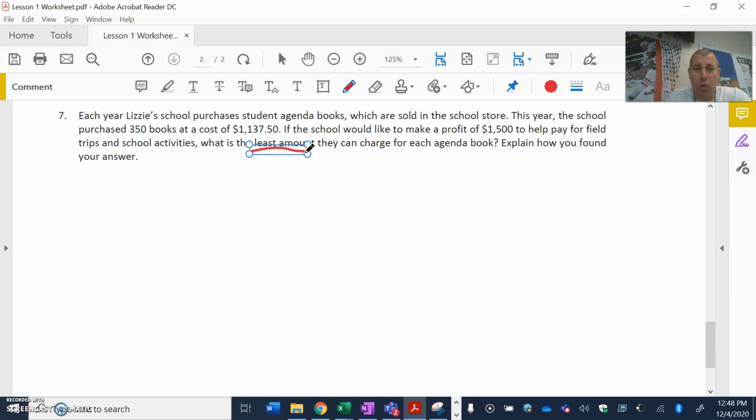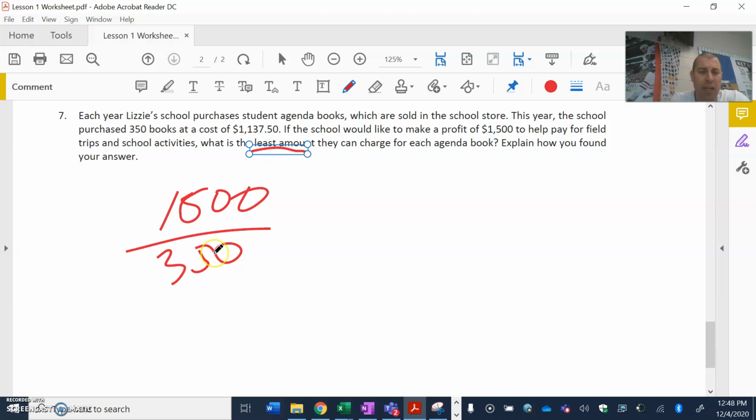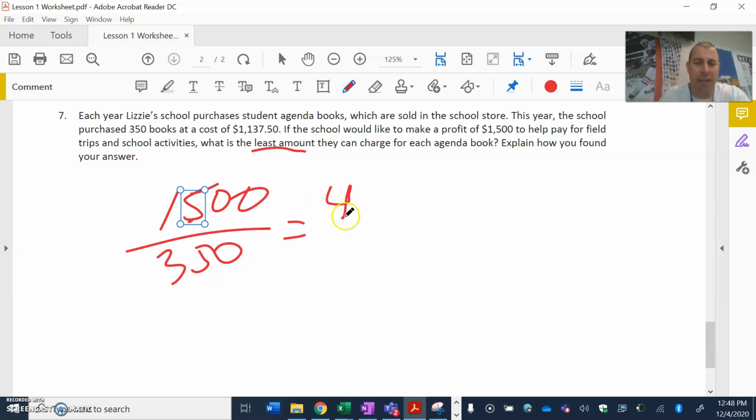So they've got 350 of them. They want to make the 1,500. So let's see here. Can we do 1,500 divided by 350? Let's try that again. I'm going to reach for my calculator here. I'm going to divide by 350. 1,500 divided by 350, and I get 4.2857. All right, we can just stop there.